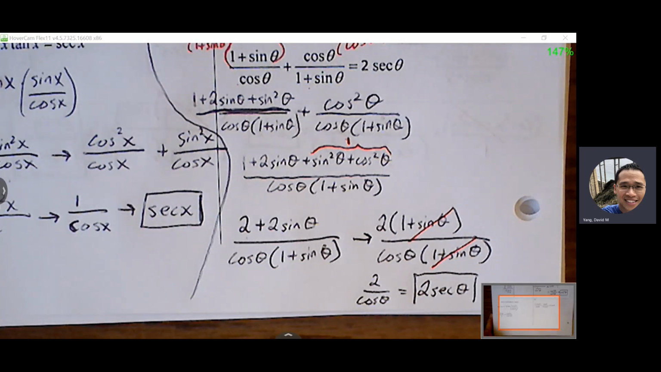So, Mr. Yang, the last question in the packet is an optimization problem.